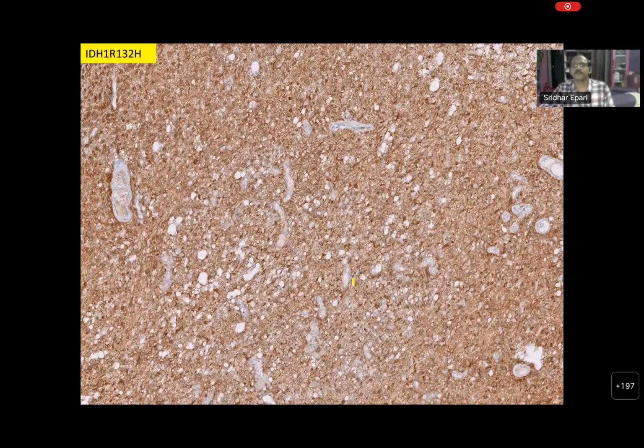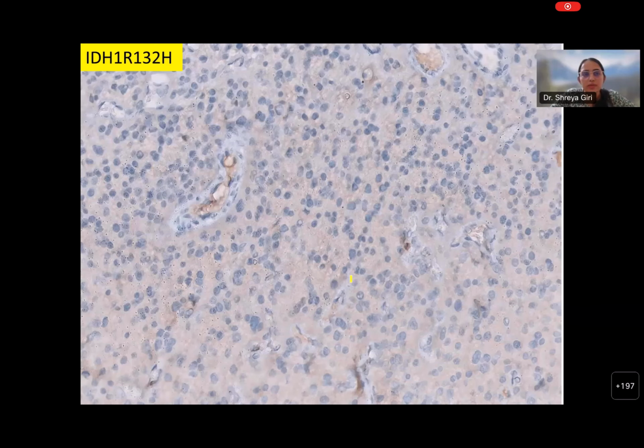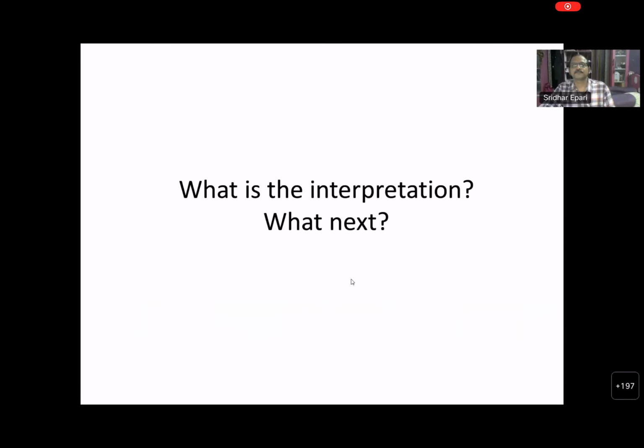So it is... This is the first case. Yes, sir. This is positive. It is negative, sir. Yes, so the current case, how is it looking? It is not showing the staining. It is negative, sir. Negative. Very good. So what next then?